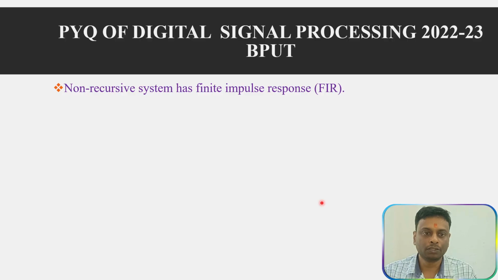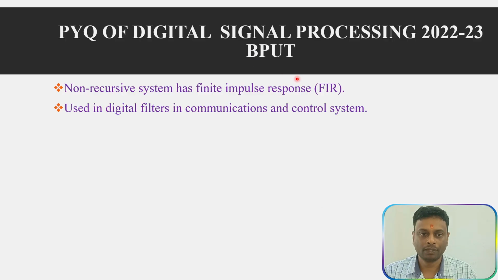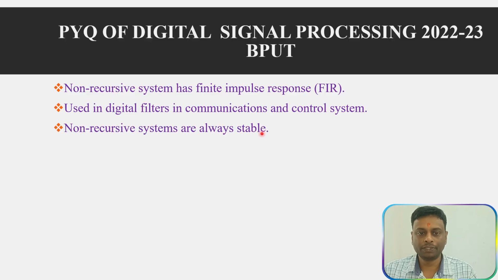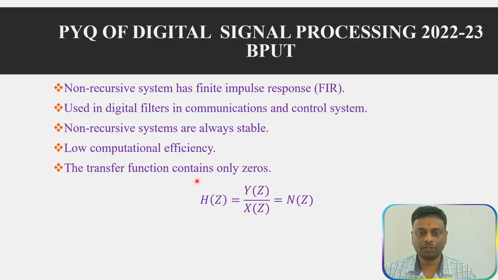So the non-recursive systems have a finite impulse response, that is FIR. It is used in digital filters in communication and control systems. Non-recursive systems are always stable systems. Similarly, it has low computational efficiency. The transfer function contains only zeros. So these are the non-recursive systems. We can write 3 to 4 points, because it is a 2-mark question.